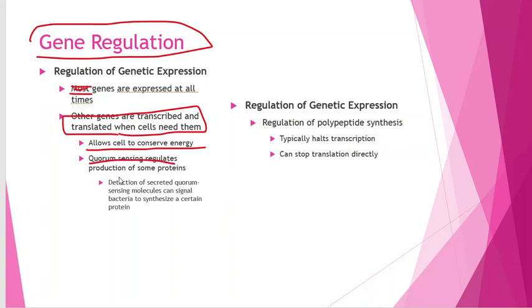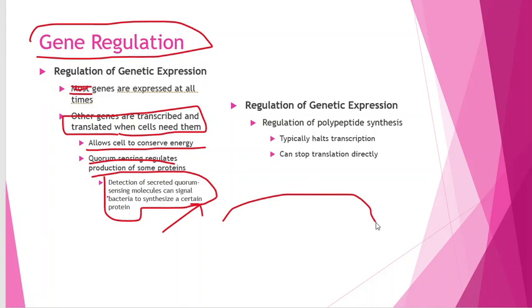Quorum sensing, this is what happens in the biofilms. I think we've discussed this one already, but these guys make these, and if there's enough concentration, then that's going to turn on the genome that produces the protein that helps them to form that biofilm and that polysaccharide coat around it. So we can regulate this so that we can stop transcription or we can stop translation, either one.